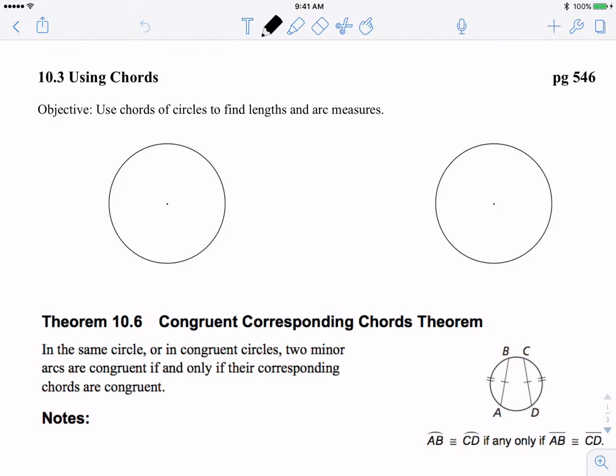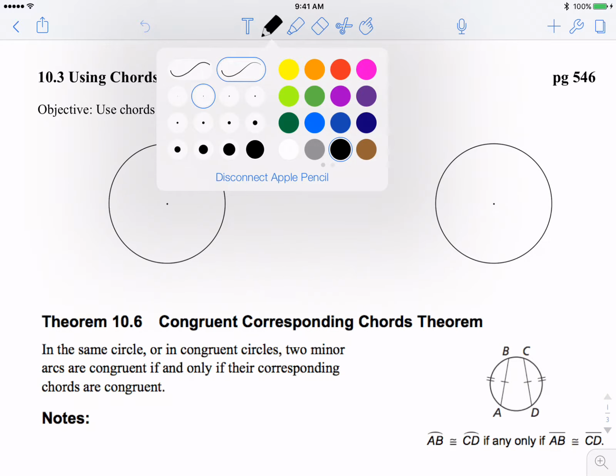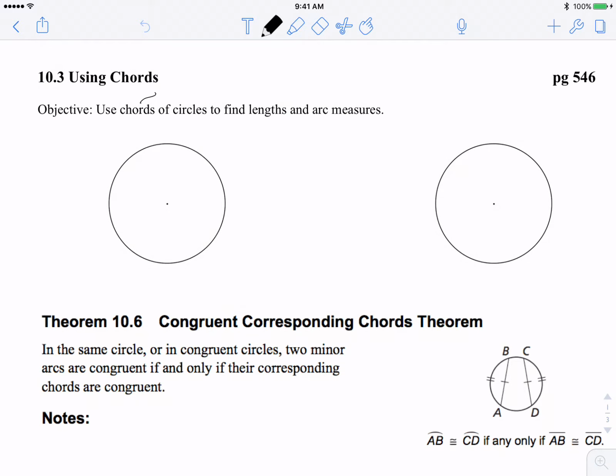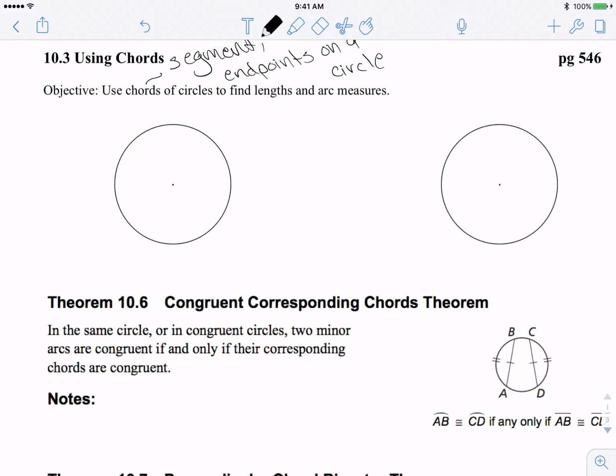Okay, section 10.3, using chords. If we remember from our previous section, a chord again is just a segment with endpoints on a circle.